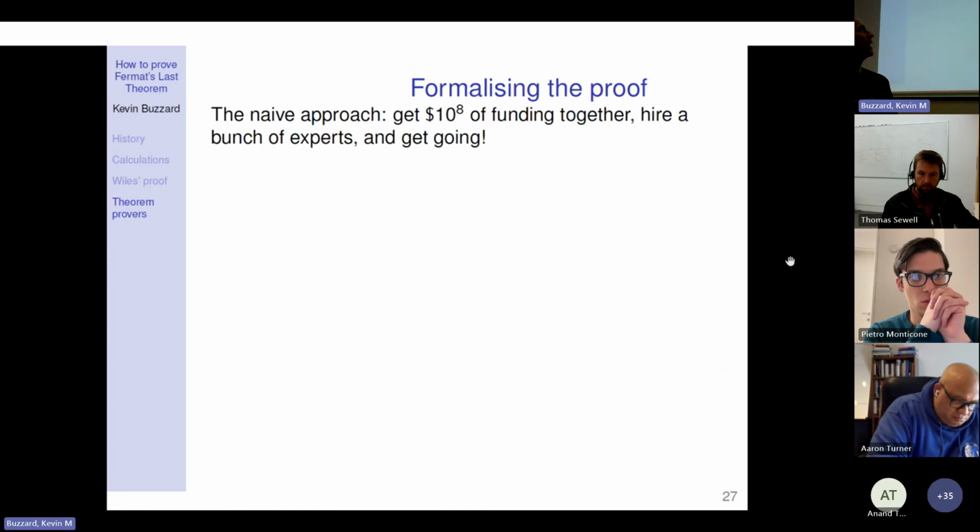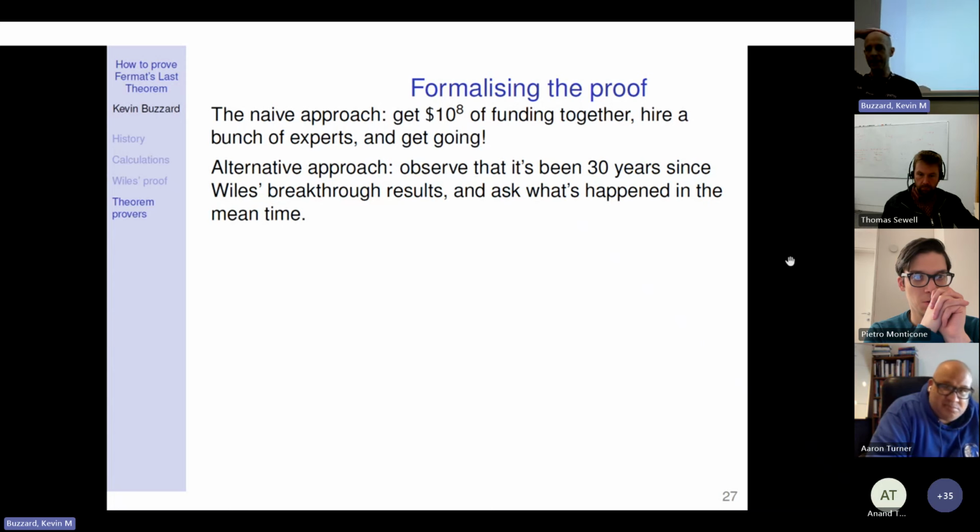Well, my idea 5 years ago was just to try and get a huge amount of funding together and hire a team and get going. But it's difficult to get 10 to the 8 dollars. I did get 10 to the 7, but that's only going to fund me for 5 years. So we have to think of some tricks. And one of the tricks is we can look at what Wiles did, and ask ourselves if there's a quicker way to the top.